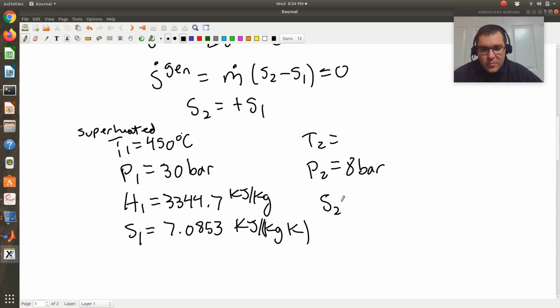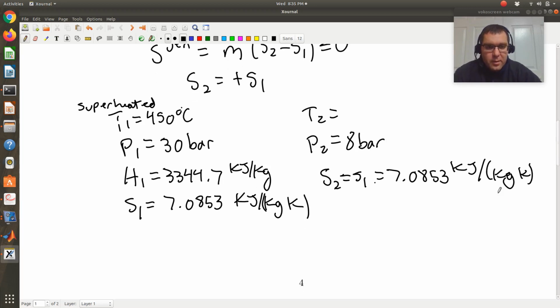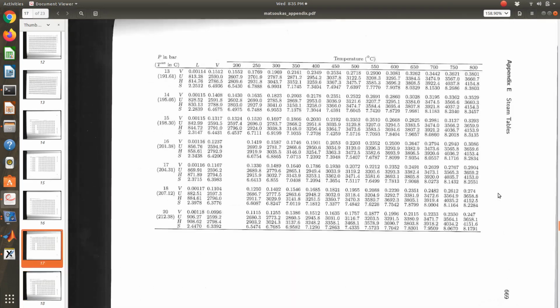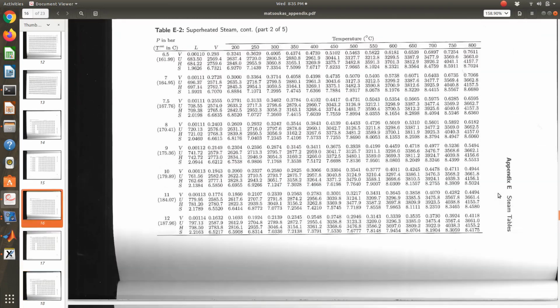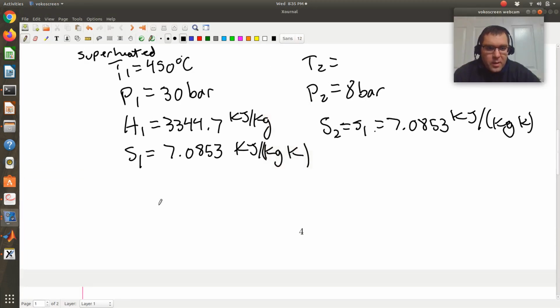Okay, so now that I have S1, I know S2 is equal to S1, and that's going to be equal to 7.0853 kilojoules per kilogram Kelvin. All right, so now I'm going to go to my steam tables. I'm going to stay in the superheated steam tables, and I'm going to find a pressure of 8 bars. Bam. Okay. Now what I'm looking for is an entropy of 7.0853.